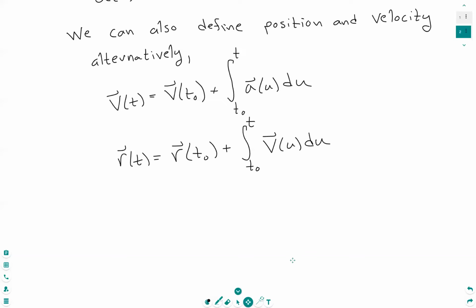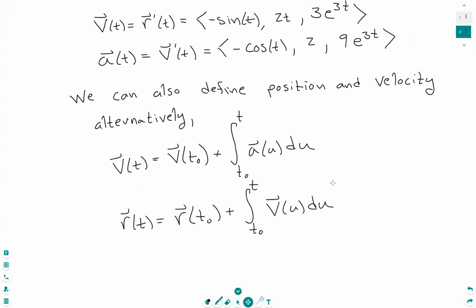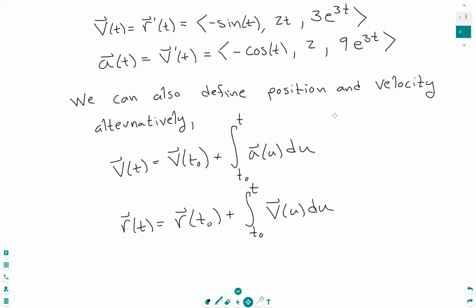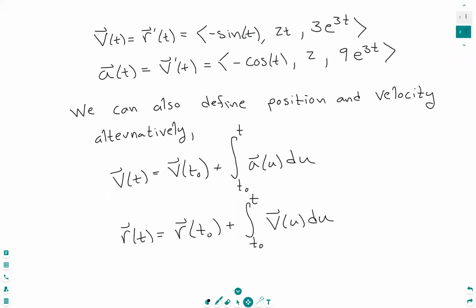Okay. Question about whether I would tell you if you had to use one or the other? I wouldn't necessarily tell you that you had to use one over the other, but let's do an example where I think it's kind of clear that we have to do it this way.